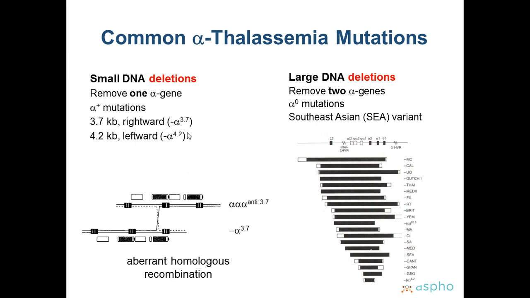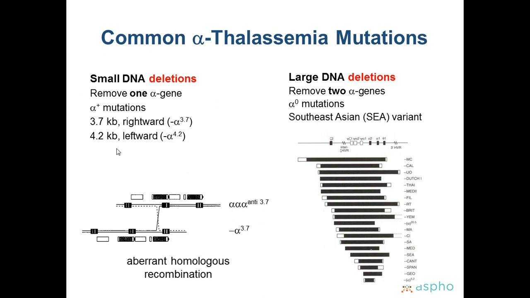The small deletions are the ones that arise from aberrant homologous recombination. They remove one of the alpha globin genes, and there's two different types depending on how these misalign during homologous recombination. They're called minus 3.7 and minus 4.2. That 3.7 and 4.2 is just the number of kilobases deleted there. And these are also called alpha plus mutations because there's still some alpha there, alpha plus.